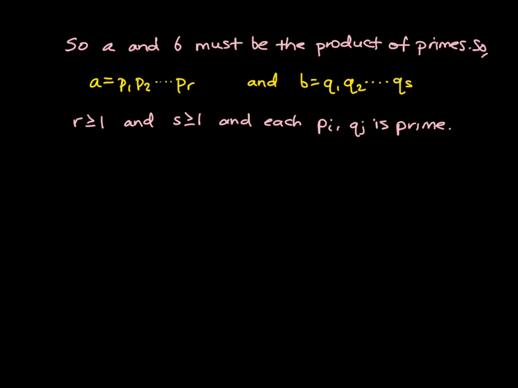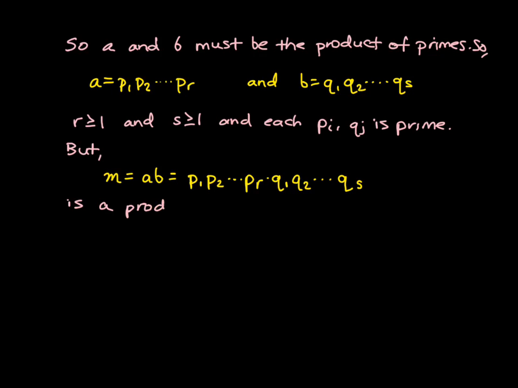But then what does this mean? This means that we can rewrite AB using the product of primes that we have here, which means that we can rewrite M. So that gives us that M equals AB equals P1 times P2 times up to PR times Q1, Q2, up to QS. And that tells us that M is a product of prime numbers.